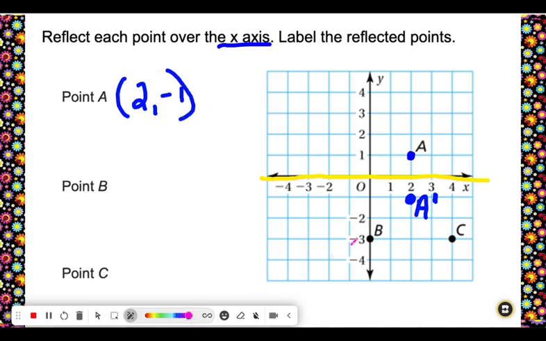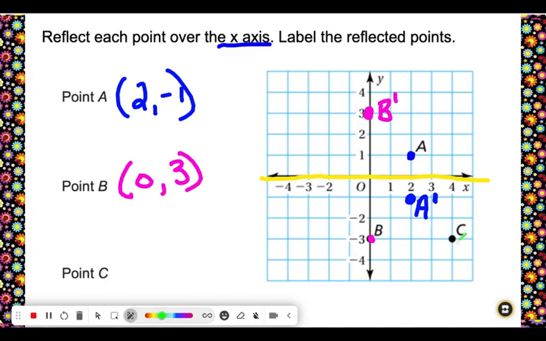Point B is here. I'm 3 away from the x-axis, so I need to be 3 away here. 1, 2, 3. So this is B prime. That's the reflected point. Label that point. We don't start at 0. We don't go anywhere right or left, but we go up 3.